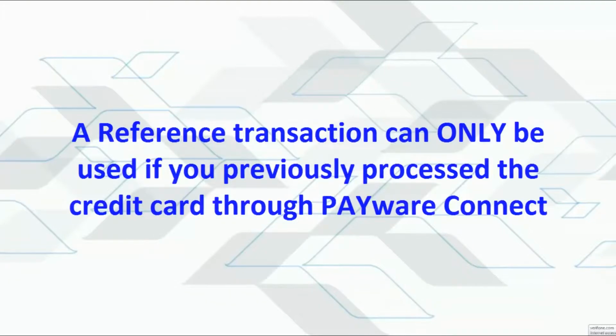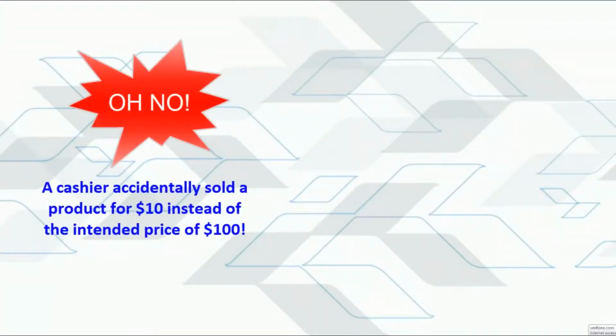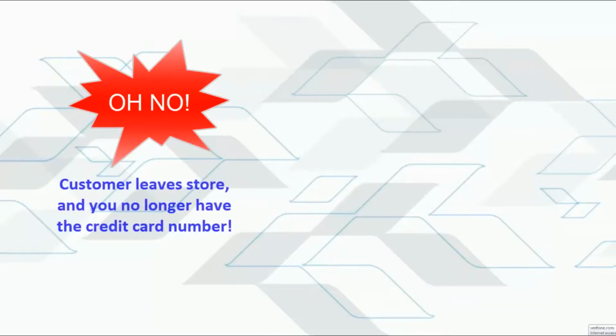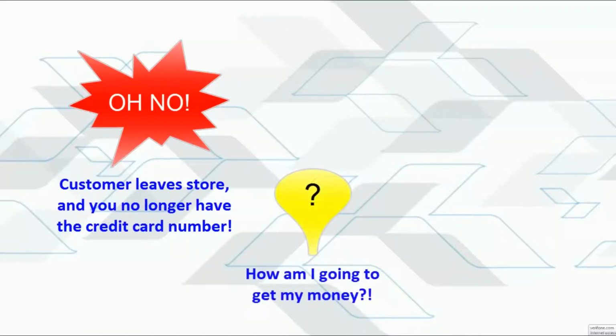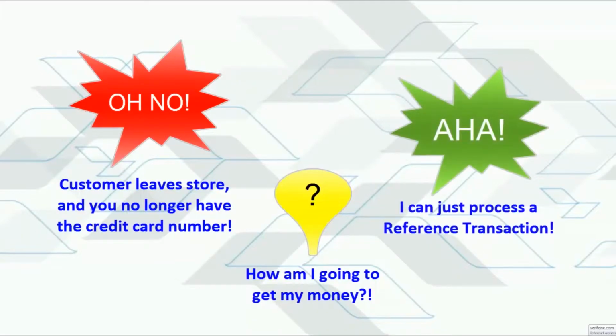I like to use the example of a cashier that accidentally entered $10 instead of $100 for a sale that they made. The customer leaves the store, and then the manager notices the incorrect transaction. Now you no longer have the card information to process the full sale, but you do still need to obtain the funds for the product you sold. So then, you would process a reference transaction to process an entirely new sale on the card.